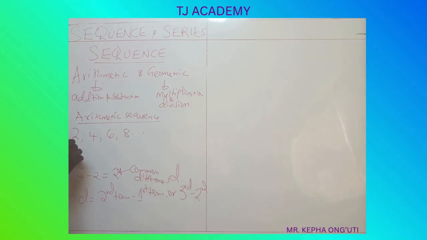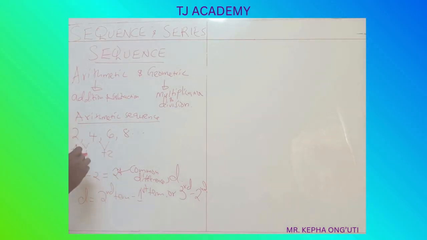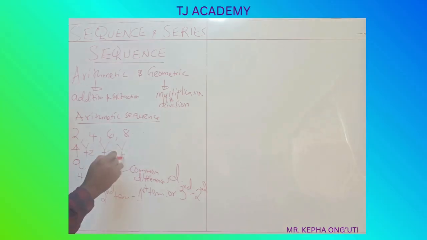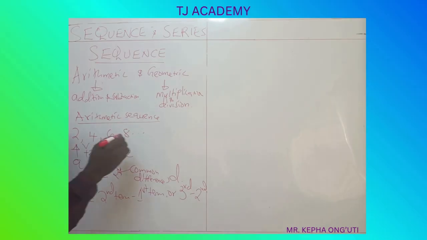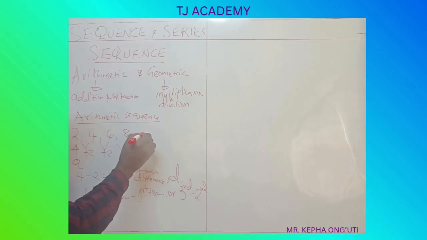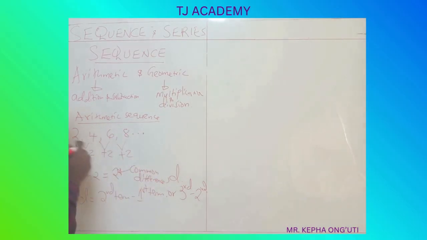This forms a pattern that we say is arithmetic. Why am I saying it is arithmetic? For you to get 4 from 2, you add 2. Then to get 6 from 4, you again add 2. You can see it is just a common number that is added, 2. And therefore, we can find any term in the sequence.